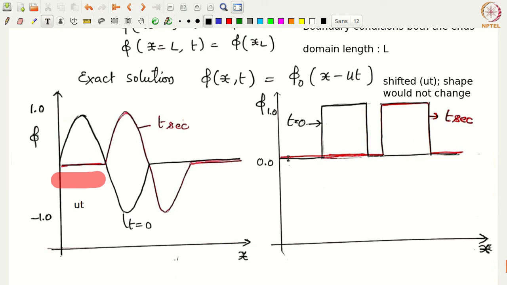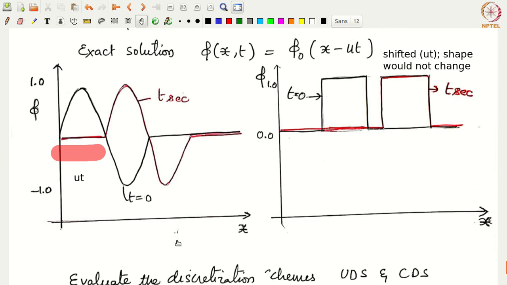Similarly, if you take a square pulse, shown in black at t equal to 0, this also gets shifted by a distance ut after a time of t seconds. The red one is the shifted pulse. The entire initial condition gets shifted, but there is no change in the shape or size of the initial pulse, right? The amplitude remains at 1.0, and here 1.0 and minus 1.0. It is only a rigid body translation of the initial pulse. That is the exact solution.